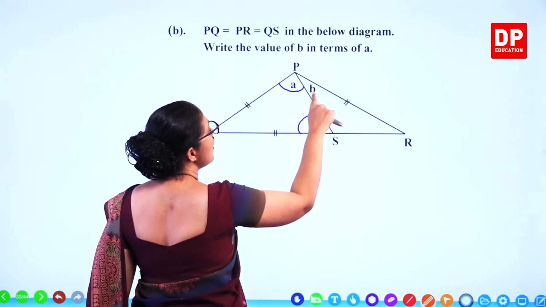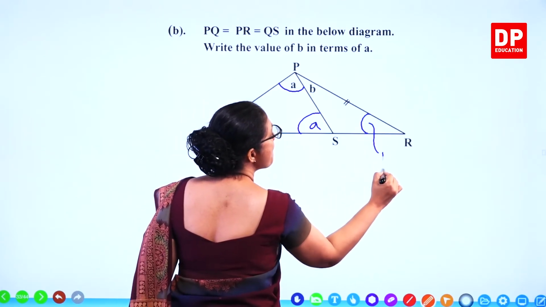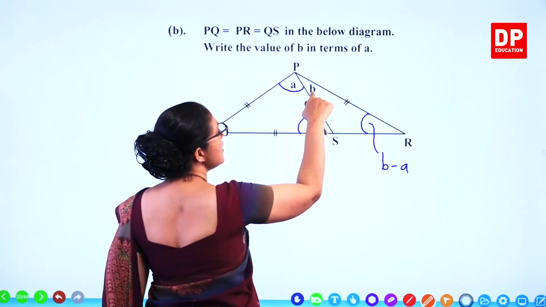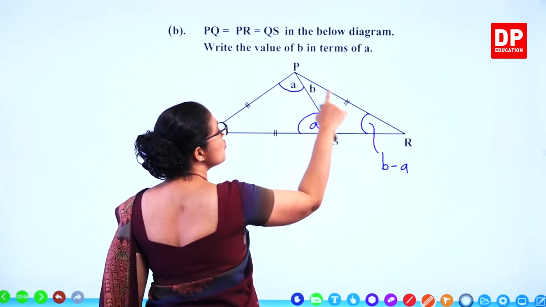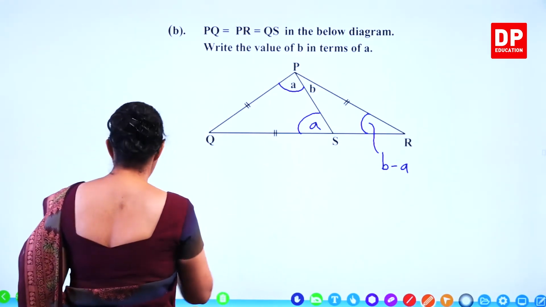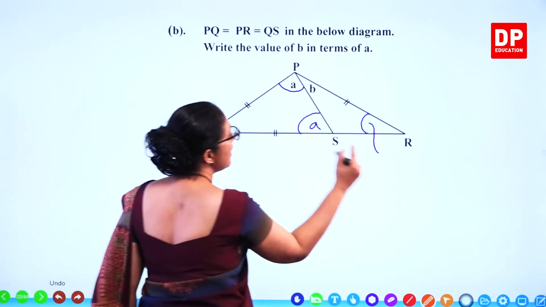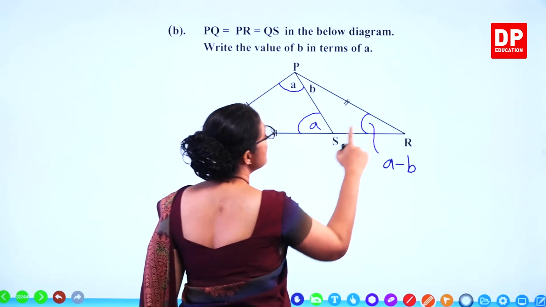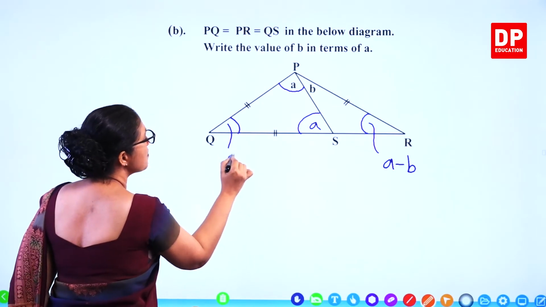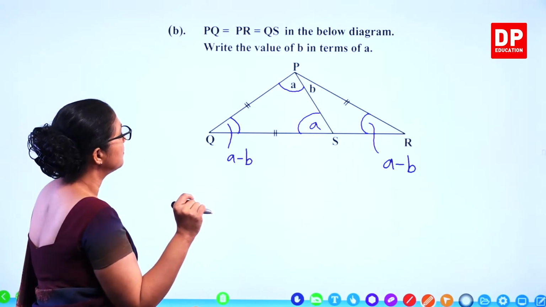We can easily find out this angle is B minus A. Why? This is the exterior angle and this is the opposite interior angle. When you add these two, you need to get A. So A minus B is the other one, not B minus A. Exterior angle is A. A minus B is this angle. If this is A minus B, this is also A minus B, because PQ and PR both are equal.